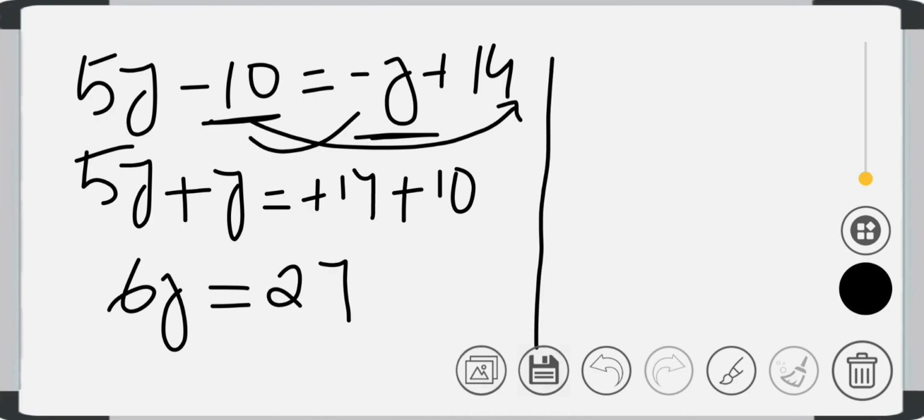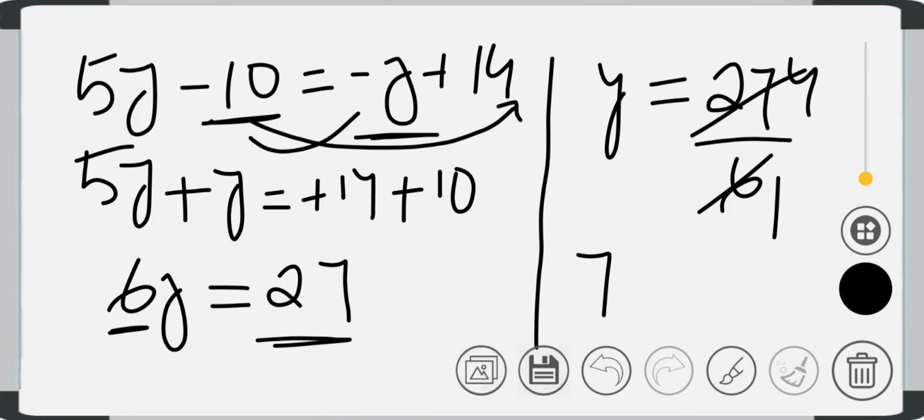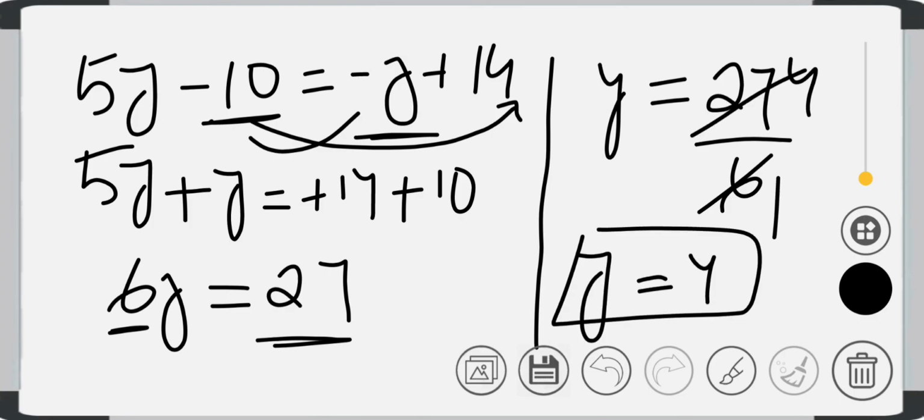Now the same thing, this 6 is multiplying by y, here it's going to divide, so y becomes 24 divided by 6, so y is equal to 4. That is our answer. The value of y that we got is 4.